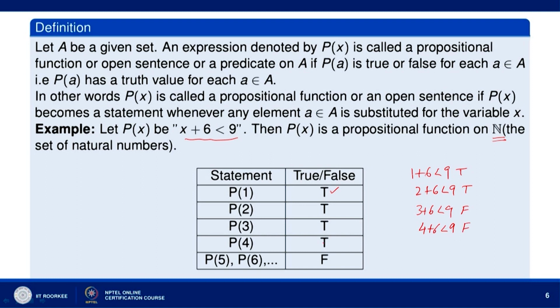So, the value is false here, and P5, P6, they are all false, because 5 plus 6 is less than 9 is not true. Then 6 plus 6 less than 9 is also not true. So, P5, P6 are all having truth value F. P4 is F, and P3 is also F. So, the truth value of P1 is T, the truth value of P2 is T, the truth values of P3, P4, P5, P6 and so on, they are all F.